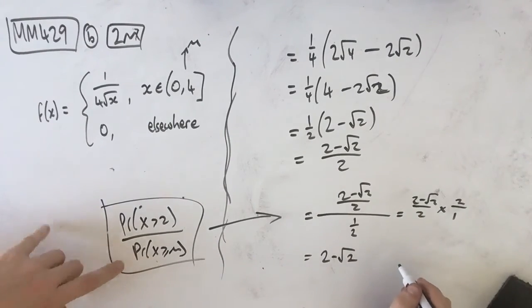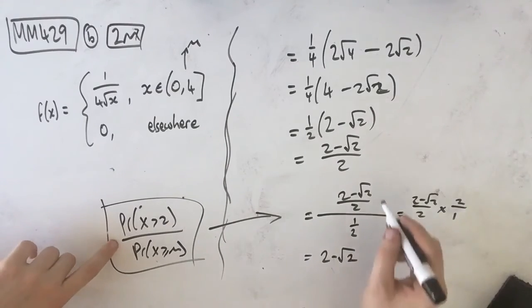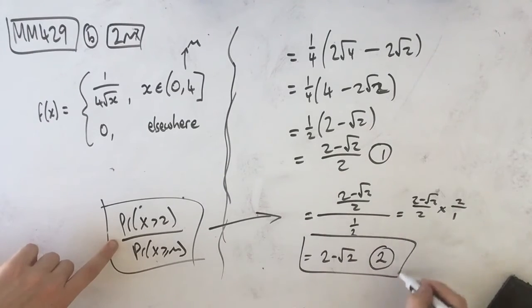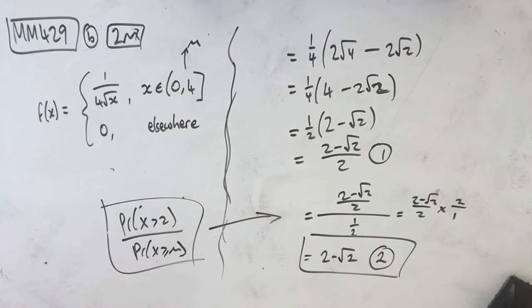Now, our first mark came when we found our probability that x is greater than 2, so this bit here. Then our second mark comes when we actually write that as our final answer. And guys, that's it for part B, and that actually wraps up MM429.